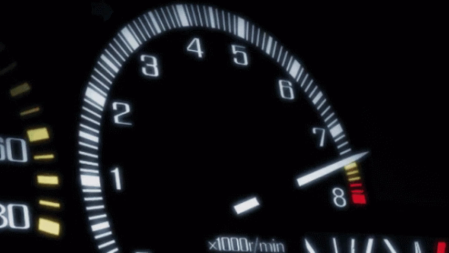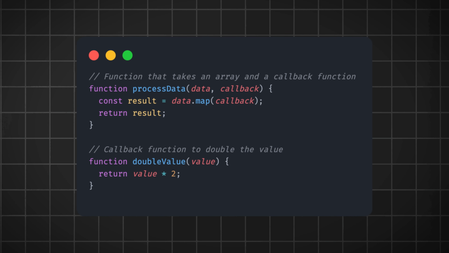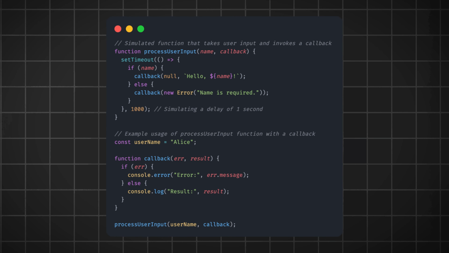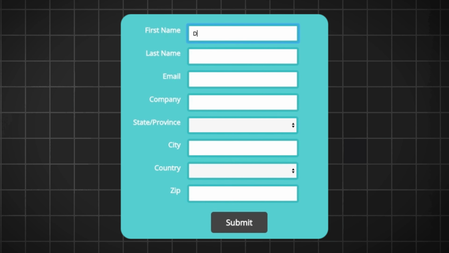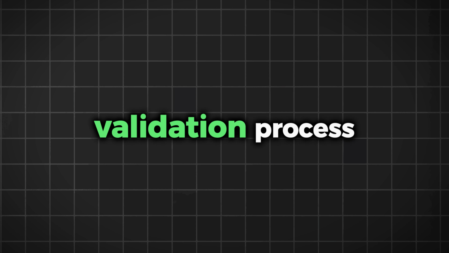But callbacks aren't just limited to logging data. They can be used to manipulate DOM elements, process data, handle user inputs, and more. For example, imagine you have a form where users enter their information, and you want to validate this data before sending it to a server. You can use a callback function to handle the validation process.